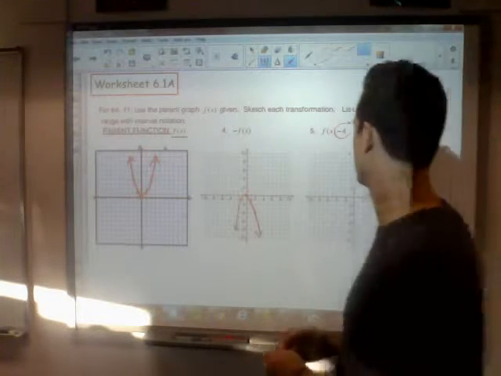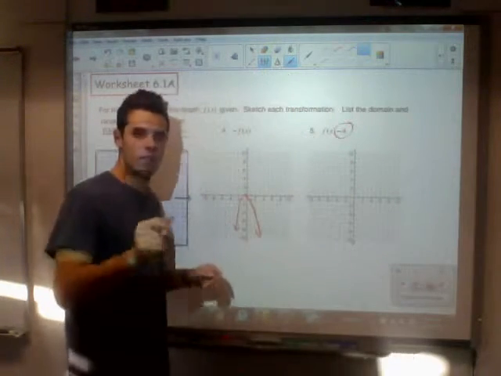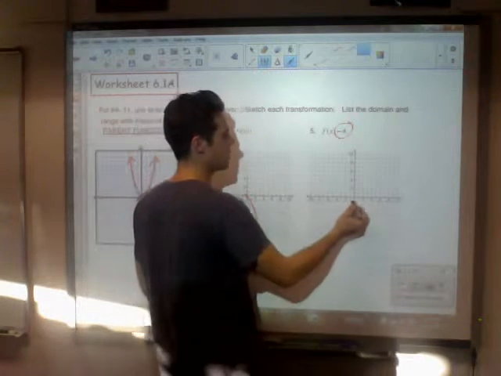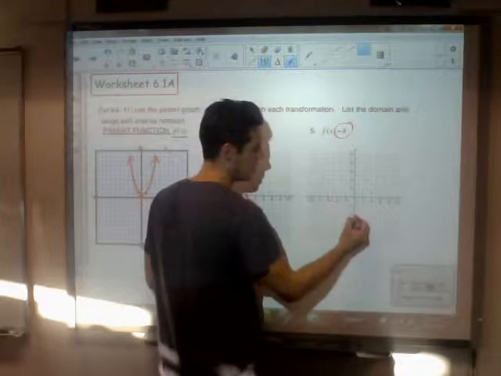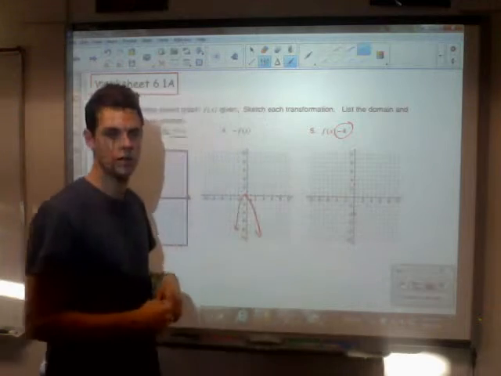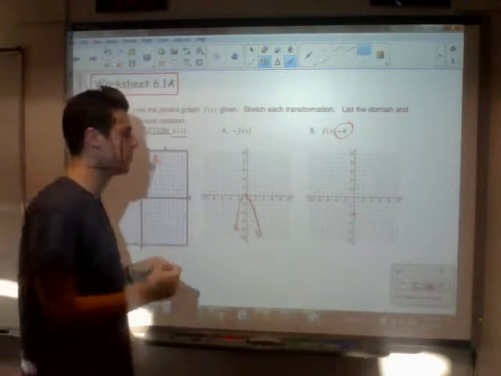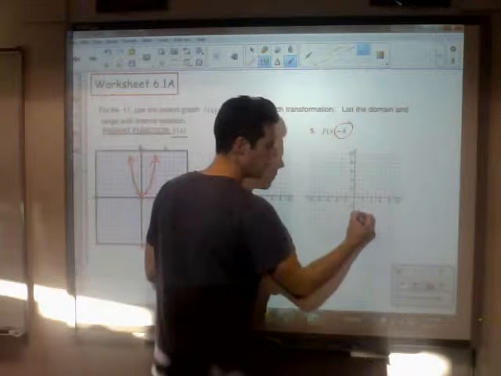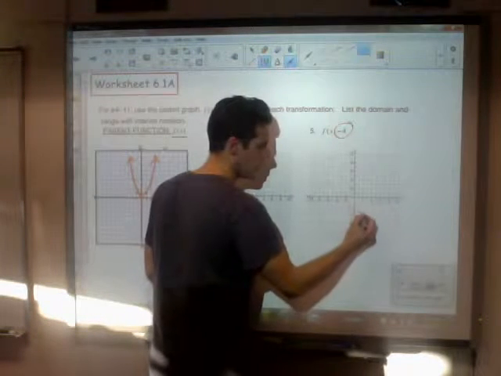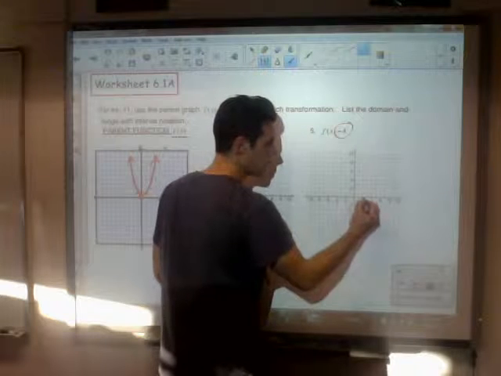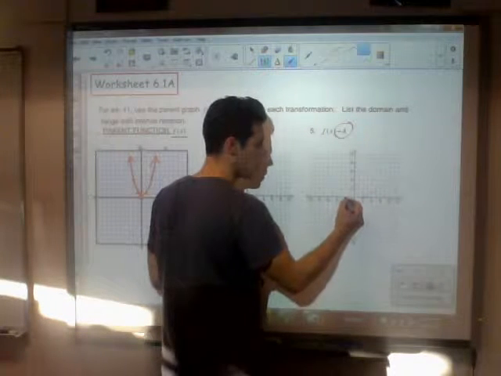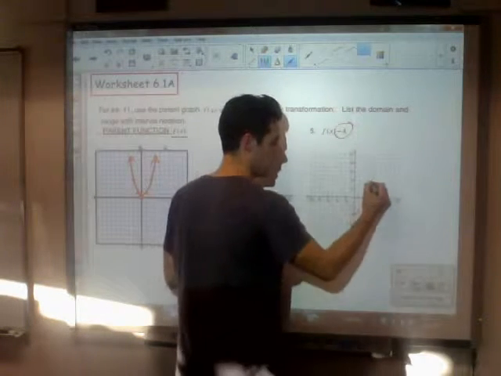So f of x used to have a vertex of 0, 0, and is now going to have a new vertex of 0, -4. Okay, it's the same pattern. Over 1, up 1, left 1, up 1, right 2, up 4, left 2, up 4.